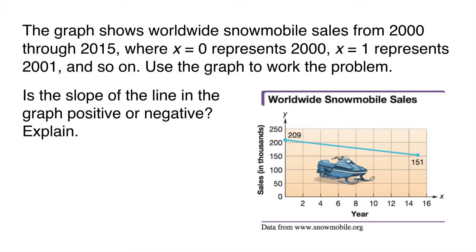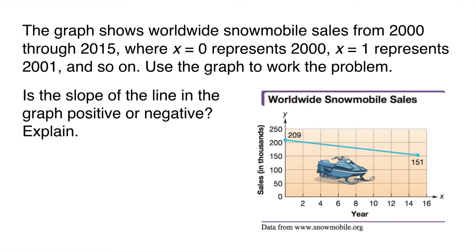We have a graph of worldwide snowmobile sales where the x-axis is for the year from 0 to 16 in increments of 2 years, and our y-axis has sales in thousands from 0 to 250 in increments of 50. We see that the points (0, 209) and (15, 151) are connected with a straight line.